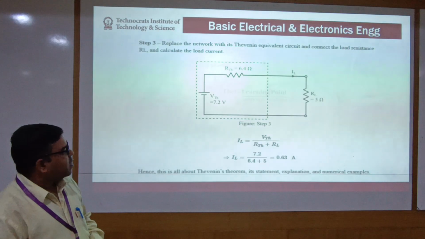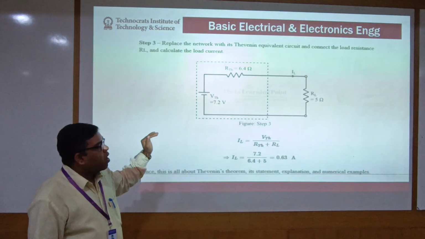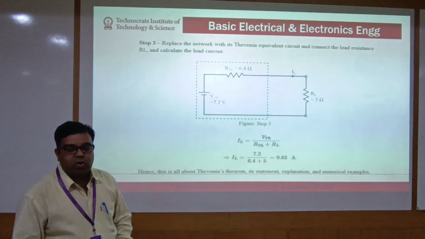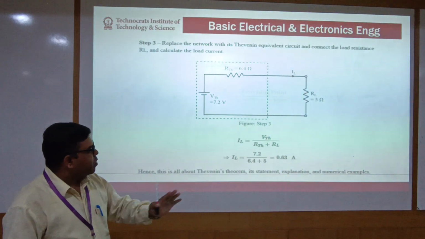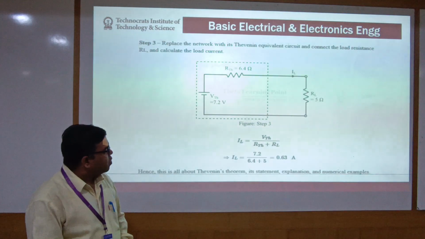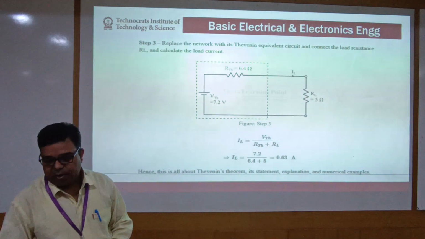Now this is the final step. In this step we will connect all the VTH, RTH and load resistance, and the final value of load current IL equals VTH by RTH plus RL. You can put in all the values and get the load current value of 0.63 ampere.